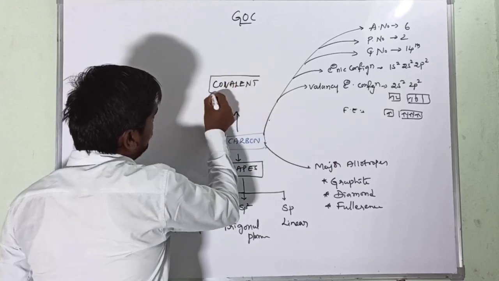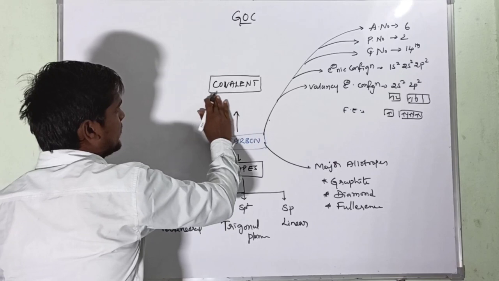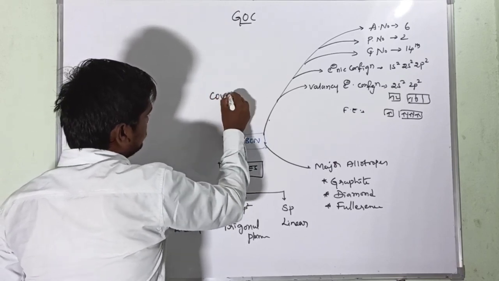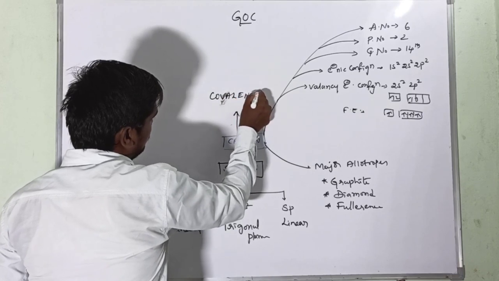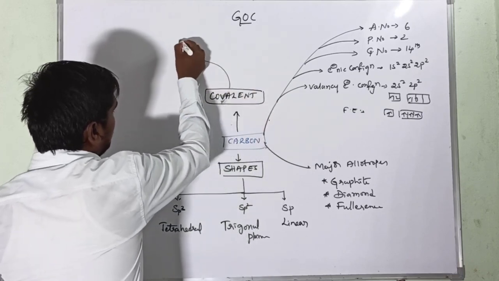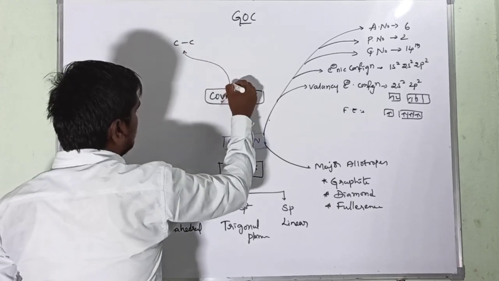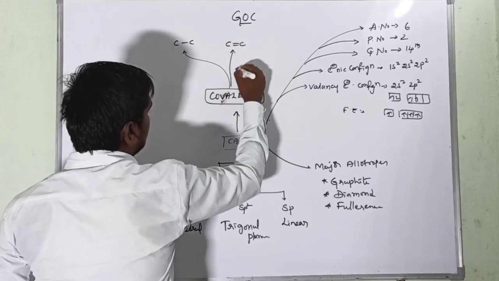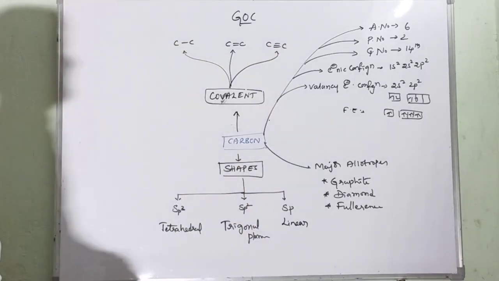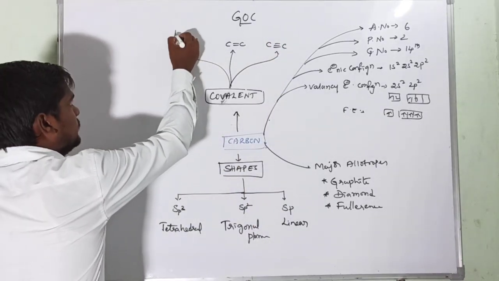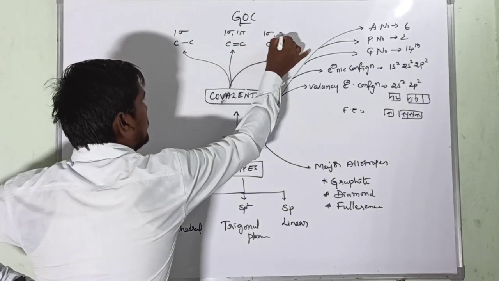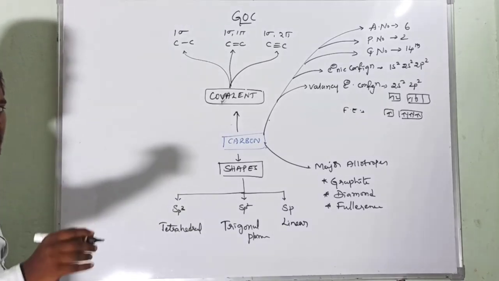Now here it forms covalent compounds, and there are different types of covalency. So one is C single bond C, another one is C double bond C, and the final one is C triple bond C. Here there is one sigma bond, one sigma and one pi bond, and one sigma and two pi bonds. These are the basic compounds.